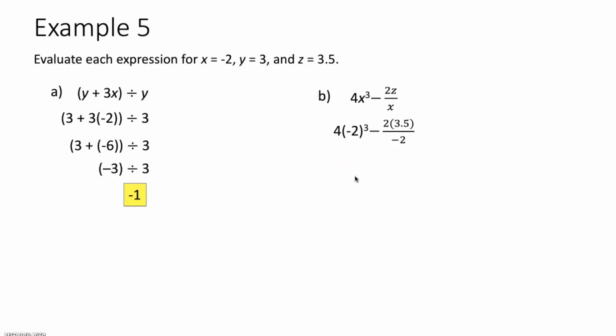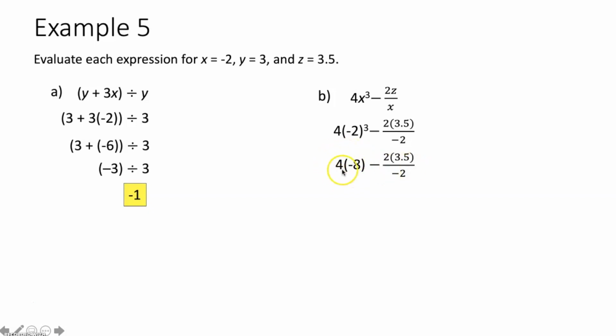Then we take +4 and multiply that by -2, and we have two numbers that have different signs, so your answer is going to be negative. So +4 times -2 is going to be -8. So that's how we simplify -2 to the third power. Next, we need to move on to multiplication or division from left to right.